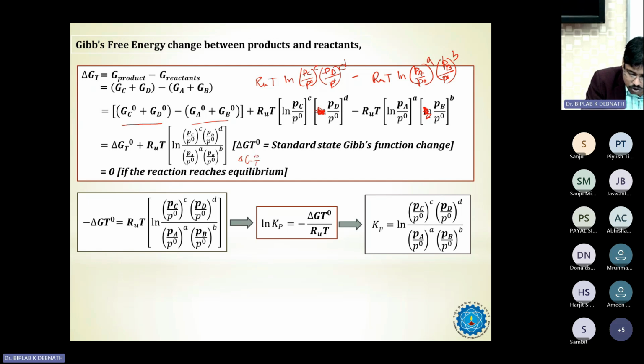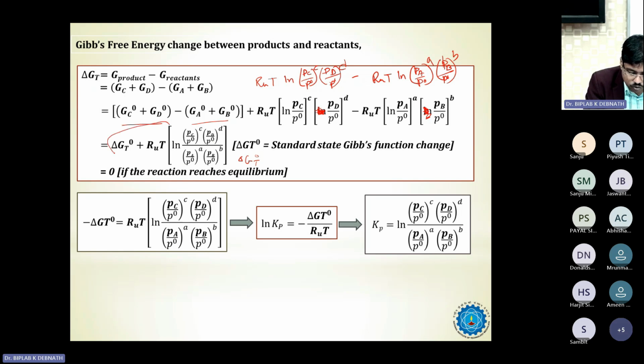Now we all know that if the chemical reaction reaches equilibrium, then delta GT should be equal to 0. Okay, total change of Gibbs function should be equal to 0. So using delta GT equal to 0, this entire term, delta GT naught plus RuT ln of PC by P naught to the power C, PD by P naught to the power D, divided by PA by P naught to the power A into PB by P naught to the power B, should be equal to 0.